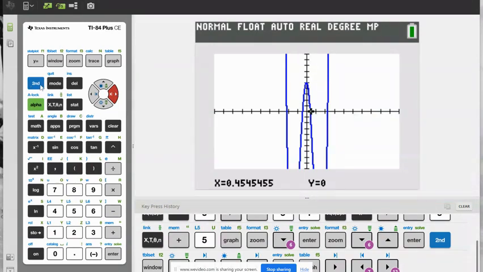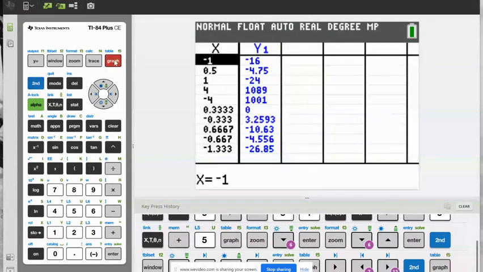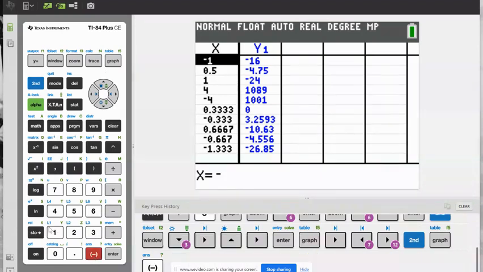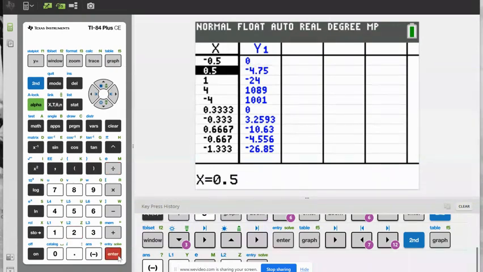So I'm going to go to second table. And remember, when you do your negative, don't do a minus. The negative under the 3. So we're going to do negative 1 division sign 2. Does it yield us a 0? Yeah. So we definitely know one root is negative a half. We need another root.